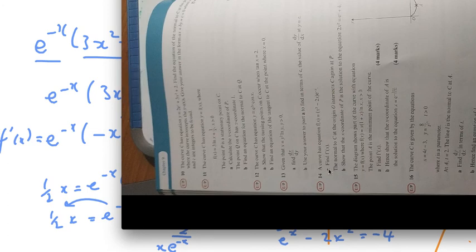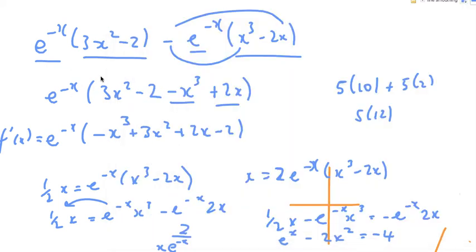Find f dash of x. So differentiate x cubed minus 2x, e to the minus x. So that's the product rule. So there it is: e to the minus x, 3x squared minus 2, times minus e to the minus x, x cubed minus 2x. So that's it. And then I factorise that.